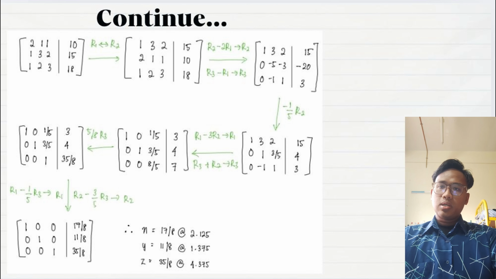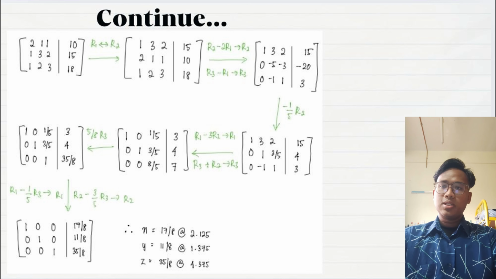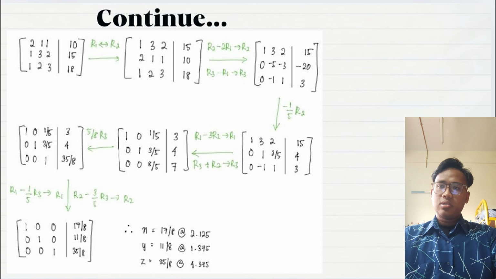The next step is row 1 minus 3 row 2, and it will be the new row 1. We combine the process with row 3 plus row 2, and it will be the new row 3. The answer that we will get is 1, 0, 1 over 5, 3. And for row 2, 0, 1, 3 over 5, 4. And for row 3 it is 0, 0, 8 over 5, 7.